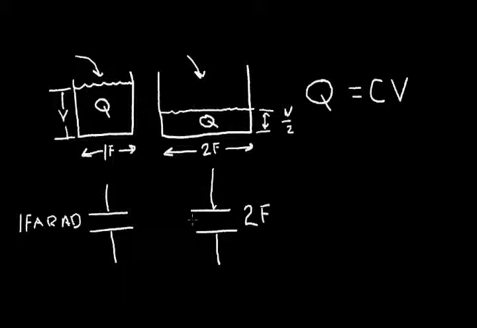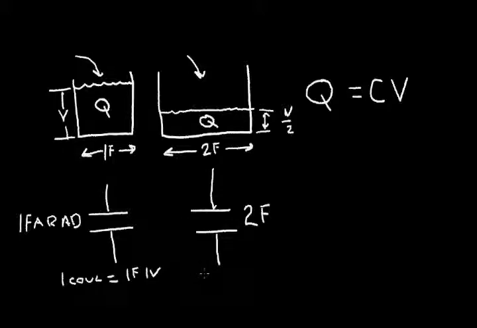So if I write the equation for the charge on the capacitor at the left, I can say the charge, in this case I poured in a gallon, but let's say a gallon is equivalent to a coulomb of charge. I can say this capacitor is 1 coulomb, which is equal to the capacity, which is 1 farad, times the voltage, which is 1 volt, which is the height of the water in the analogy.